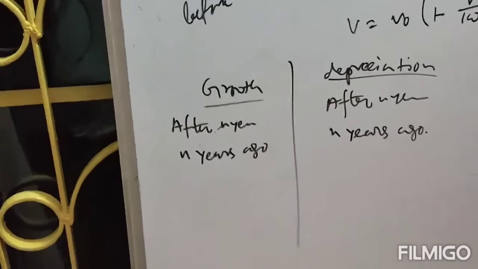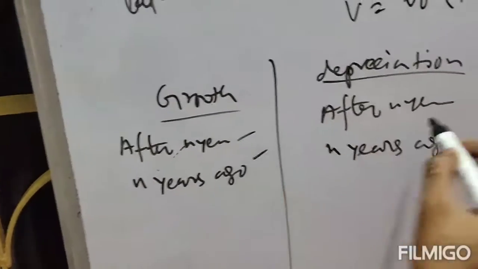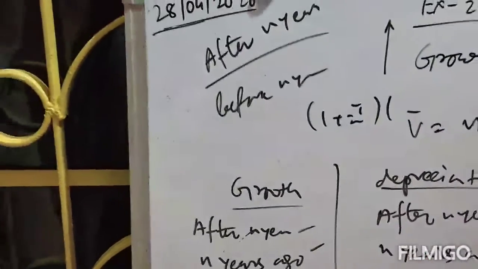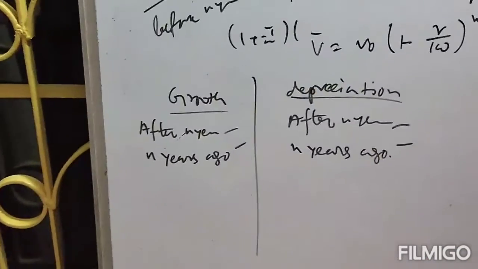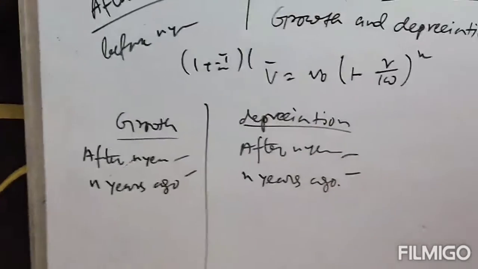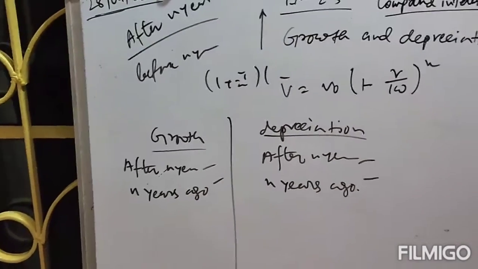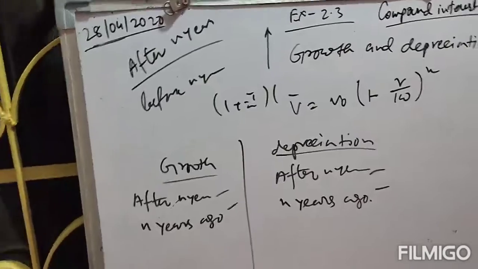So in total there are 5 formulas: growth after n years, depreciation after n years, growth n years ago, depreciation n years ago, and one more, which is 1 plus R1 by 100, 1 plus R2 by 100. Clear? So see the book, all the formulas are given there. Just go through the book and you will get all the formulas. So I will directly come to questions.